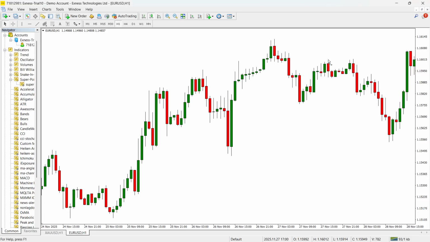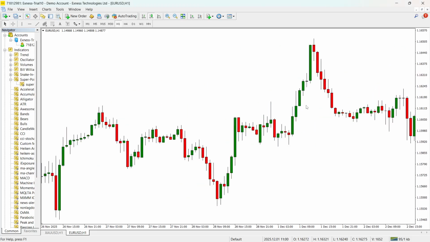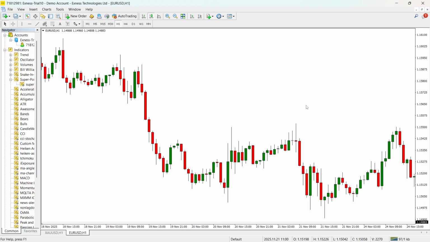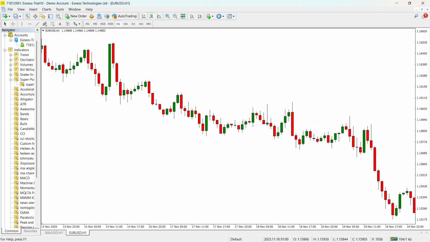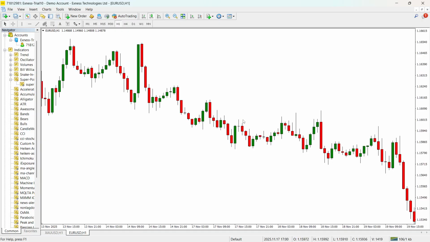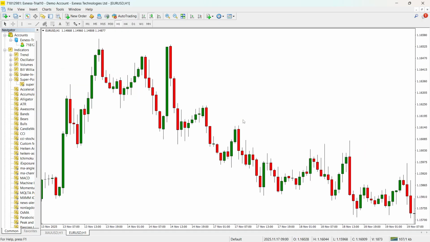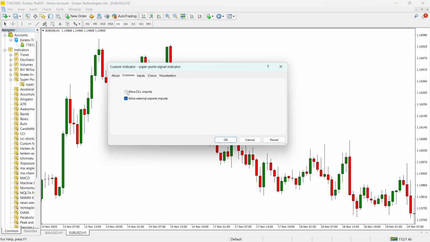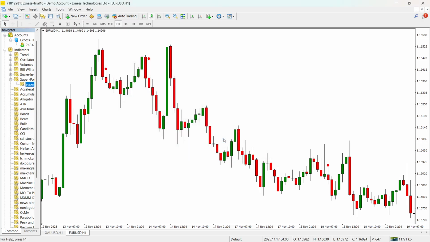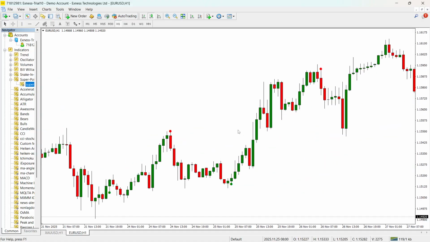Hello traders. In this video, we are looking at the super point signal indicator for MT4. This indicator is designed to plot clear buy and sell points on your charts, helping you quickly see where its internal logic flags potential trading opportunities. At this point, I'll load the indicator on the chart so you can see how it looks in real time. Alright, so there we have it.